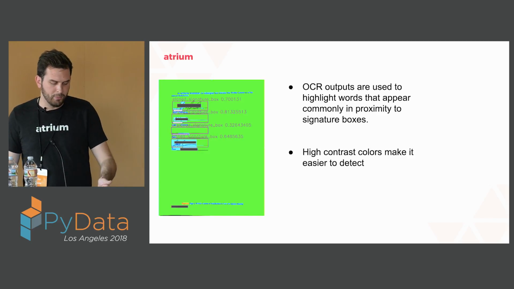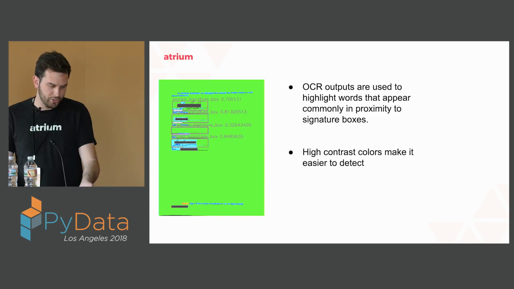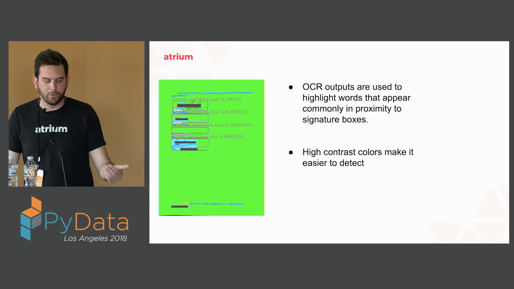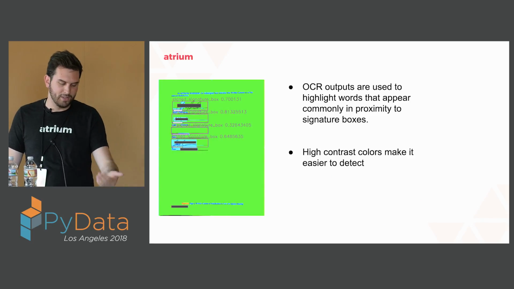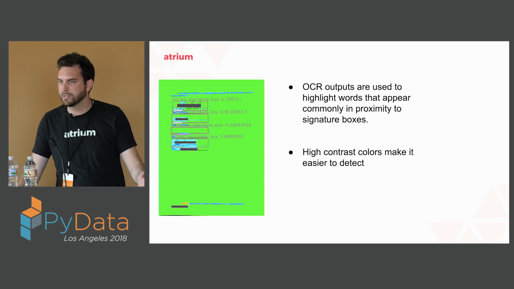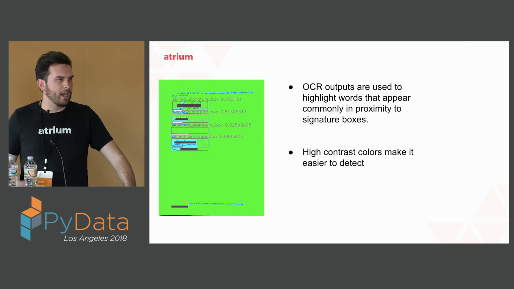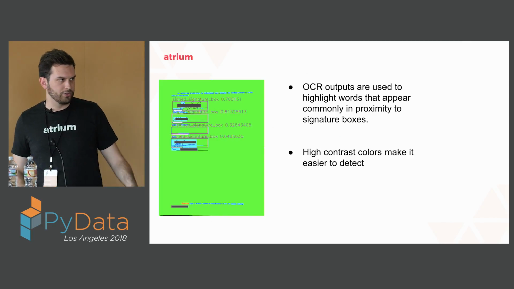This is not really the best example because it's highlighted signature down here, but it's not anywhere close to a signature box. But I like this example because you see the model detecting both signed signature boxes and unsigned signature boxes in the same image. So the idea behind this is that the higher contrast should make it easier to detect.